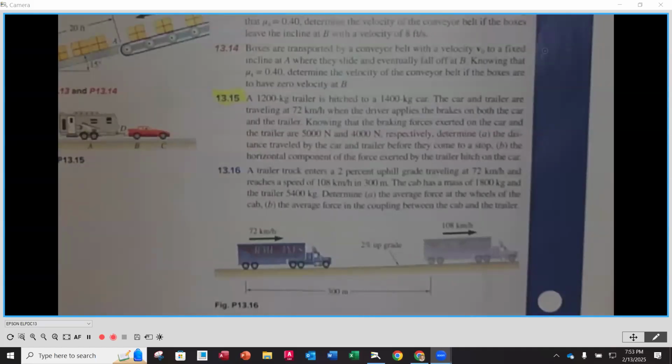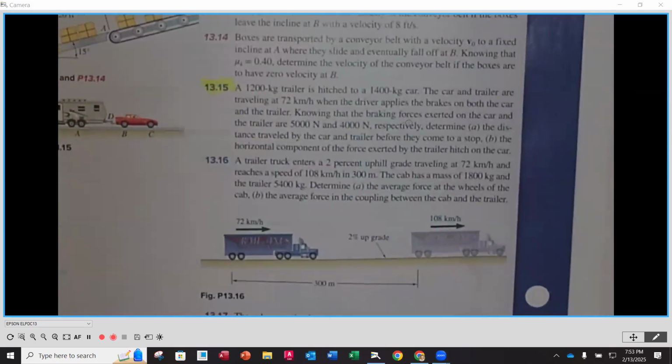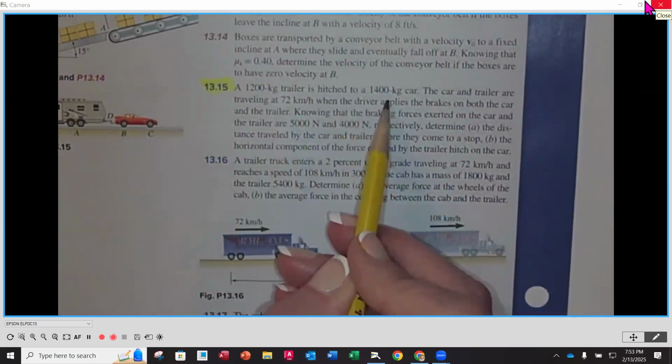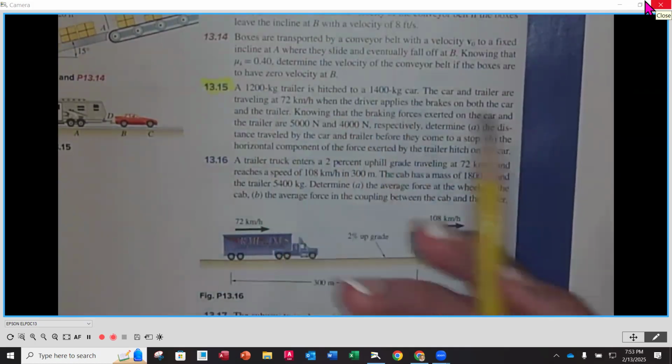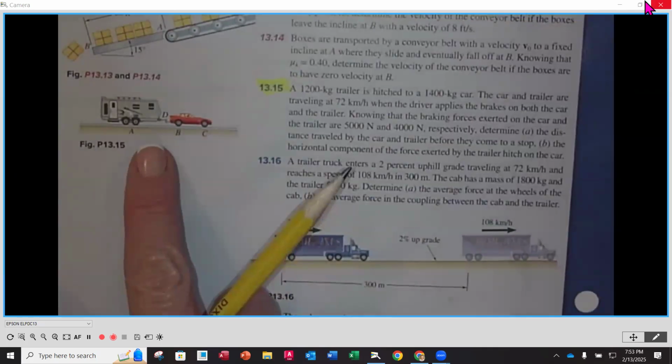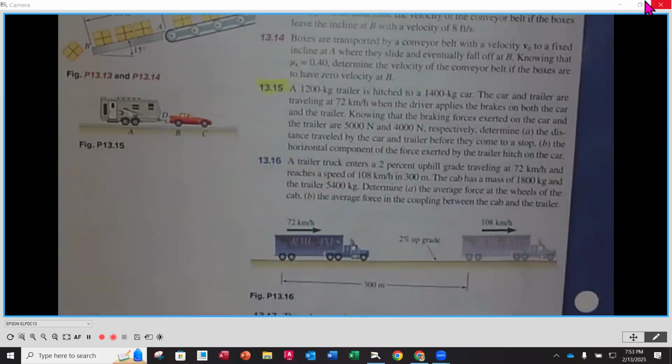Okay, all right, we're going to look at the next problem here, which is 1315. We have a 1,200 kilogram trailer hitched to a 1,400 kilogram car, and that is what we see over on the right-hand side here. The car and the trailer are traveling at 72 kilometers per hour when the driver applies the brakes on both the car and the trailer.